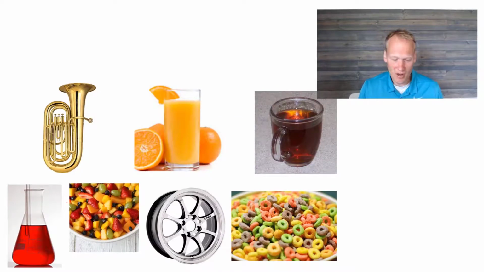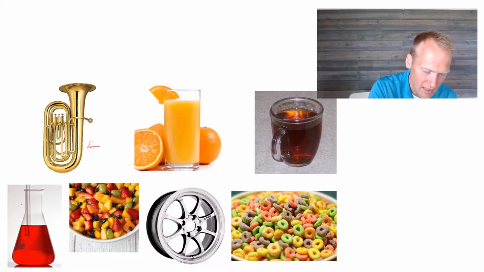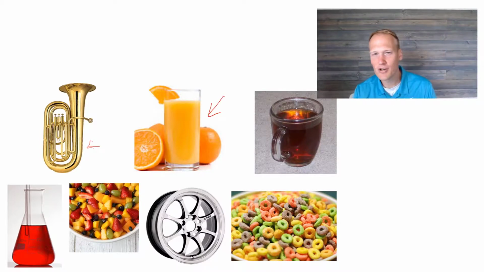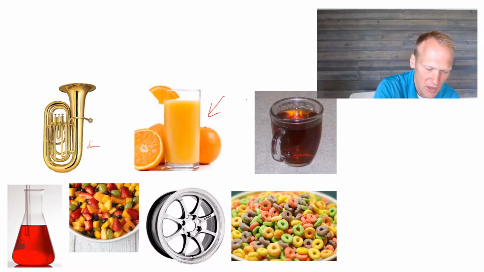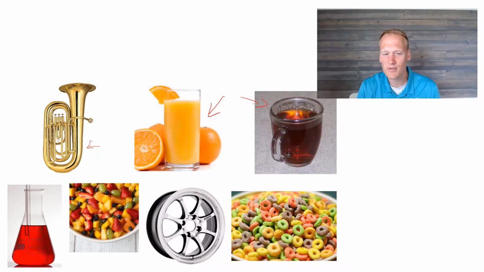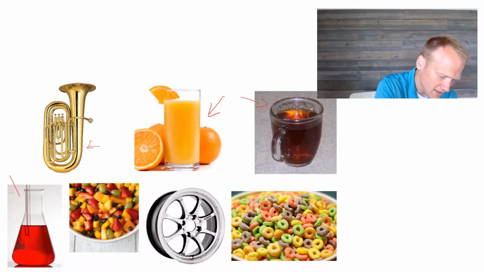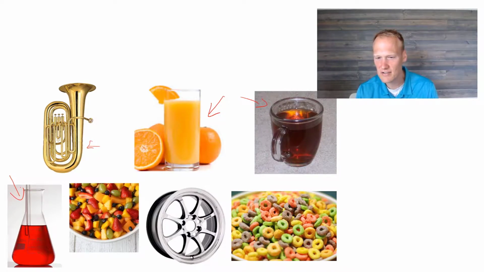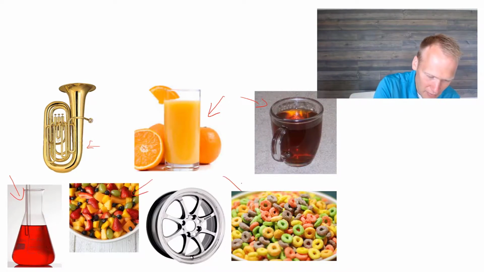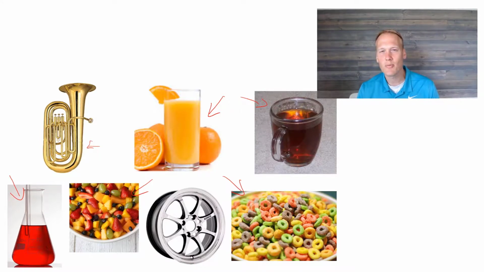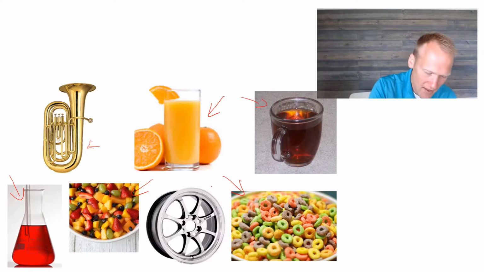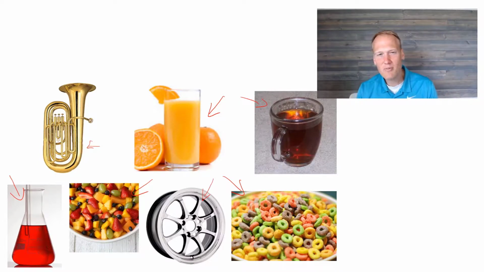Here are some examples of some things we just talked about. We've got brass, which is a metal solution. It's homogeneous. It is therefore a mixture. We have pulp and orange juice, which would be heterogeneous, because the pulp would settle out over time. That's a suspension. We have tea, which has really, really small particles, which would be a solution, just like this red liquid down here that would be identified as a solution. We have fruit salad and Fruit Loops. Those are uneven distributions, so they would be heterogeneous mixtures. And then we have this chrome rim here. That would also be an alloy, which would be a homogeneous solution.